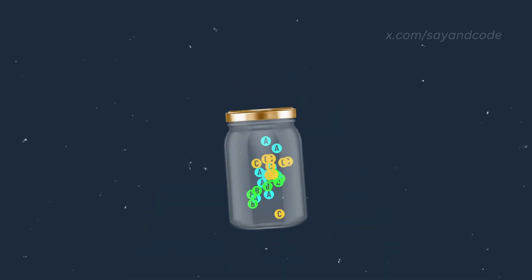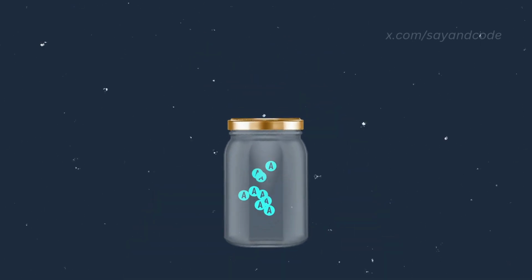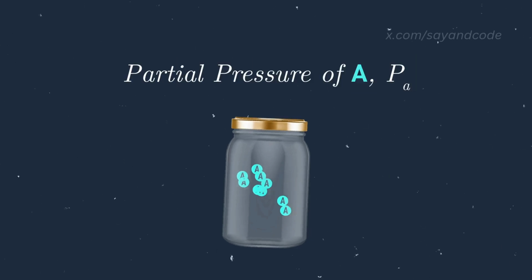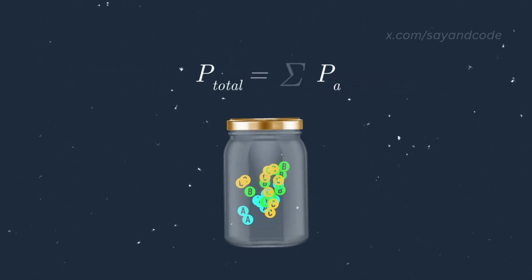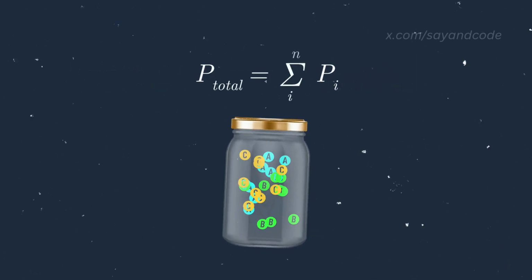The pressure that the gas would have, if it was alone in the container, is called the partial pressure. So the total pressure of the mixture is the sum of partial pressures of all the gases in it.